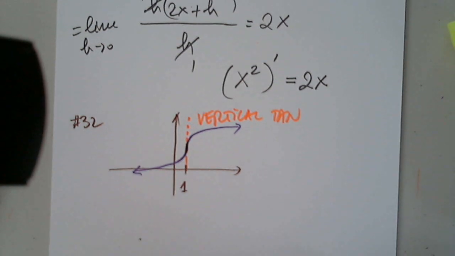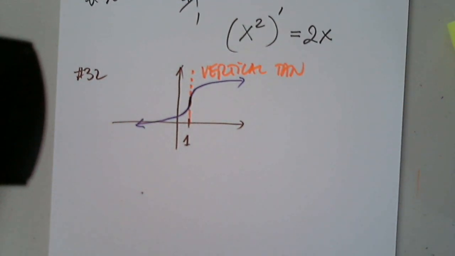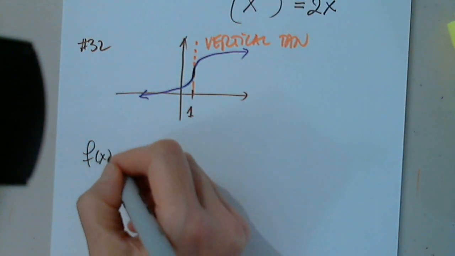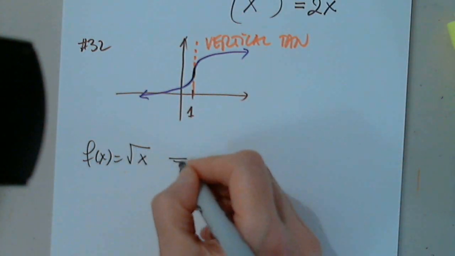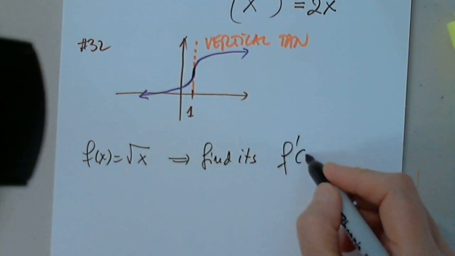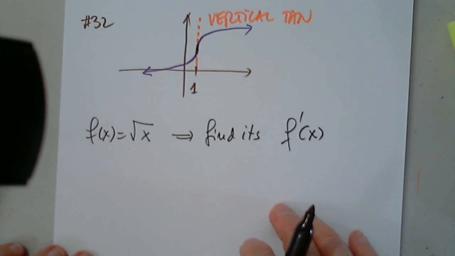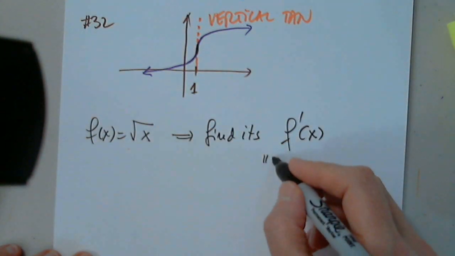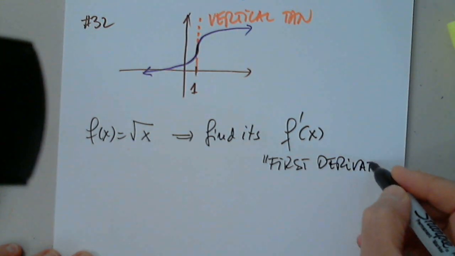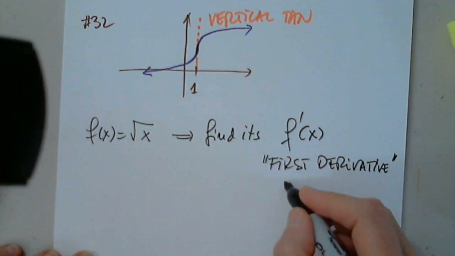Okay, so let's do one more thing before we continue. Let's also determine for the function square root of x, find its derivative. So this is called the first derivative, or just the derivative.